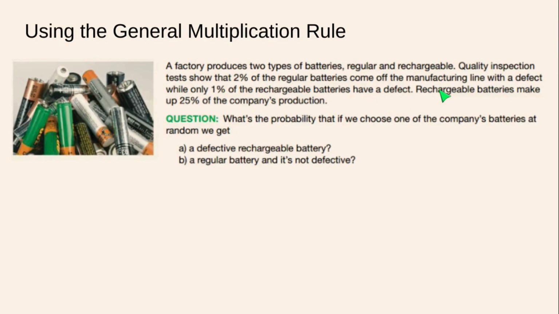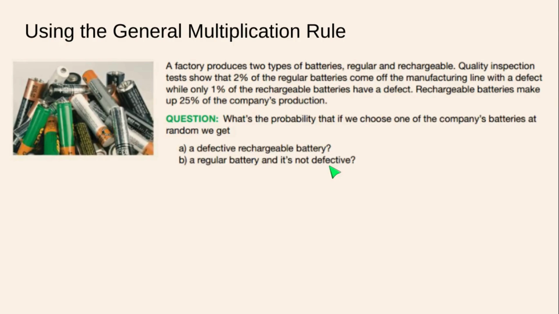Rechargeable batteries make up 25% of the company's production. Okay, so we have two types of batteries, and both of those batteries have a small chance of defect. What is the probability that if we choose one of the company's batteries at random, we get A, a defective rechargeable battery, so we need both defective and rechargeable, and B, a regular battery, and it's not defective. So we need a regular battery, which we represent with B rather than R, and it's not defective, so the complement of defective battery. Think about how you would find the probability for these using the rules for conditional probability.